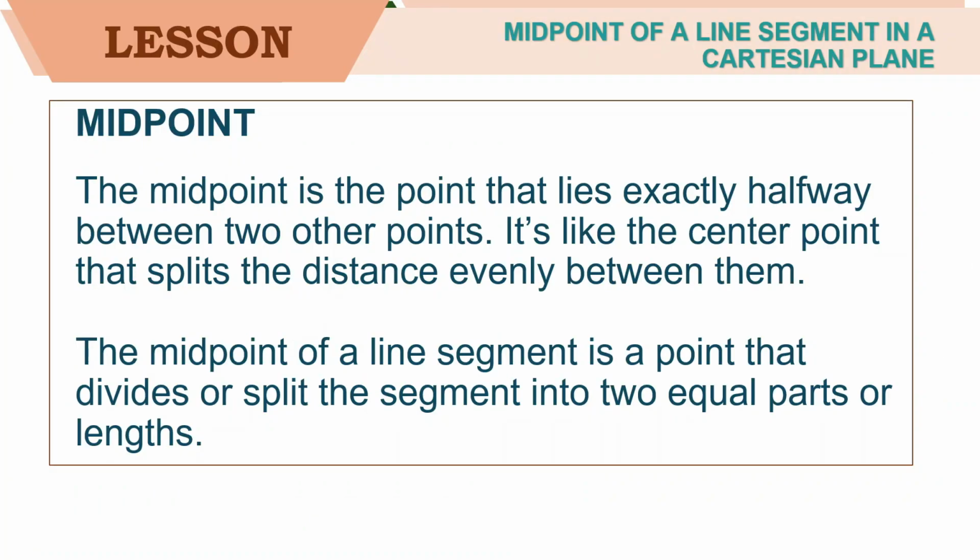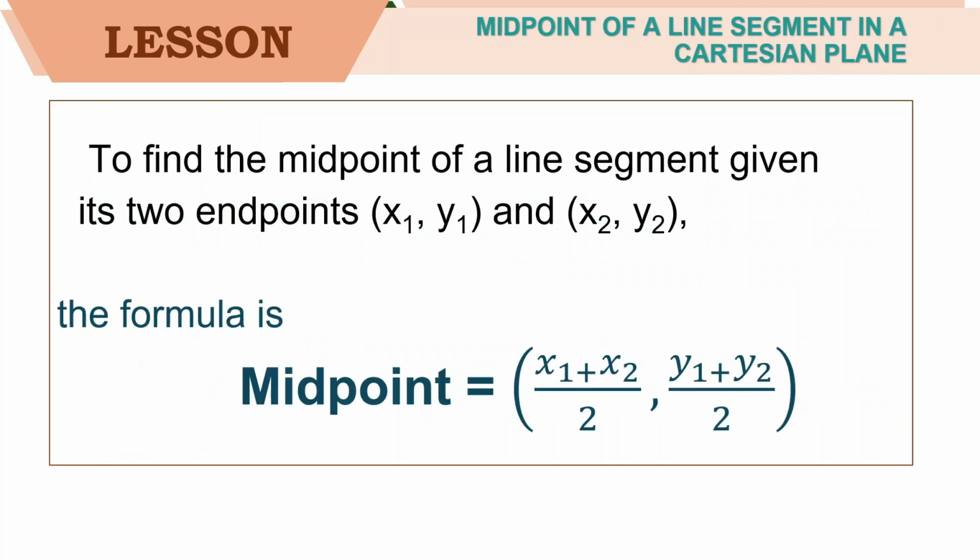In a bookish definition, the midpoint is the point that lies exactly halfway between two other points. It's like the center point that splits the distance evenly between them. The midpoint of a line segment is a point that divides or splits the segment into two equal parts or lengths. To find the midpoint of a line segment, given its two endpoints x sub 1, y sub 1, and x sub 2, y sub 2, the formula for the midpoint is x sub 1 plus x sub 2 over 2 for the x coordinate, and y sub 1 plus y sub 2 divided by 2 for the y coordinate.